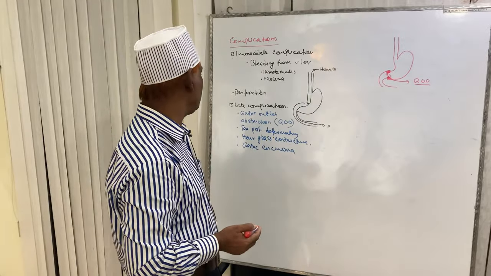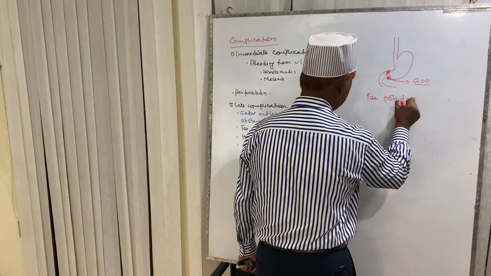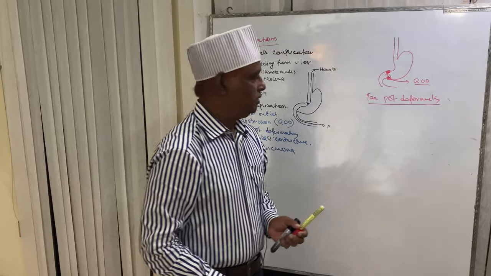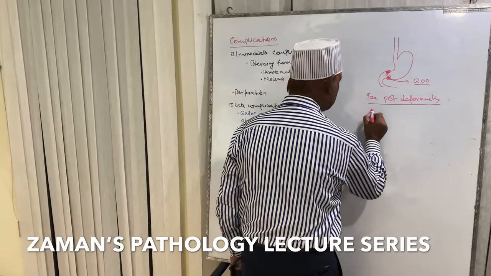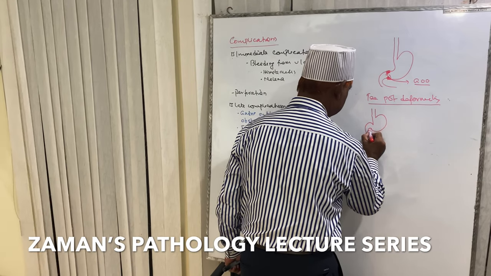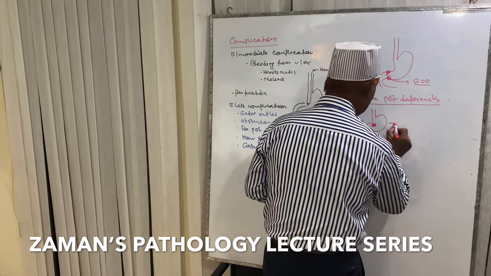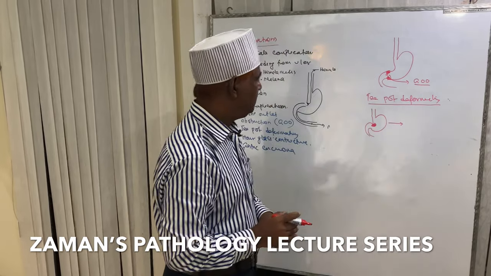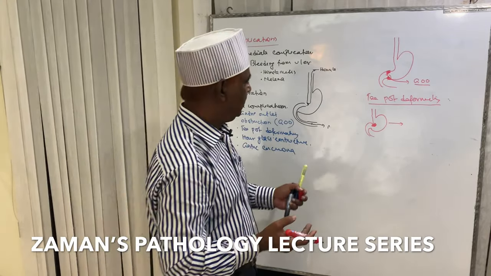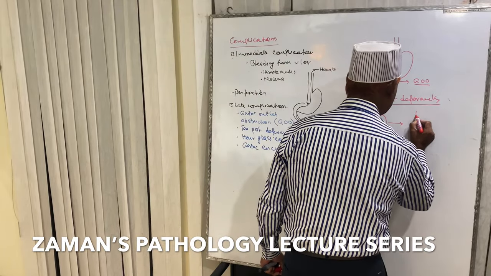Now come to teapot deformity. Suppose this is the esophagus, this is the stomach, and this is the ulceration here. You know, gastric ulcer is chronic, it is associated with fibrosis due to chronic inflammation. As there is fibrosis, there will be contraction. Following contraction, the stomach looks like this.